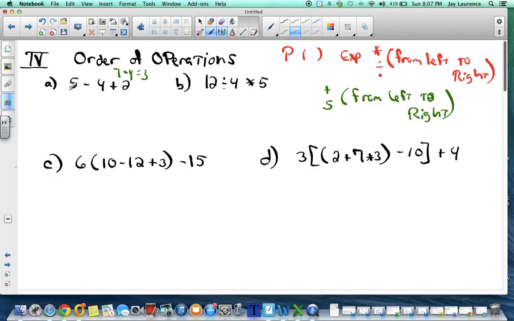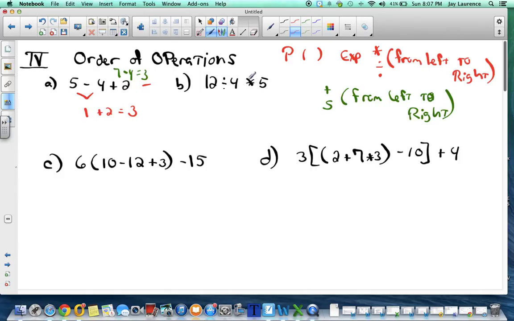So I'm going to go from left to right. 5 minus 4 is 1, plus 2 is 3, and there you go. But again, I like to think of how many positives I have, how many negatives I have, and then I combine them. Okay, here we have 12 divided by 4 times 5.